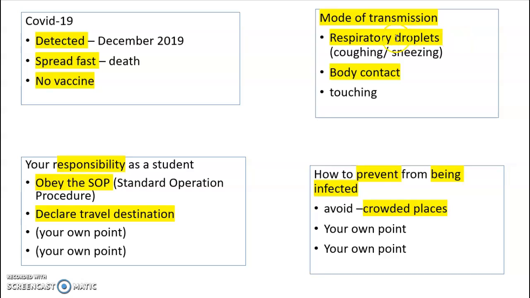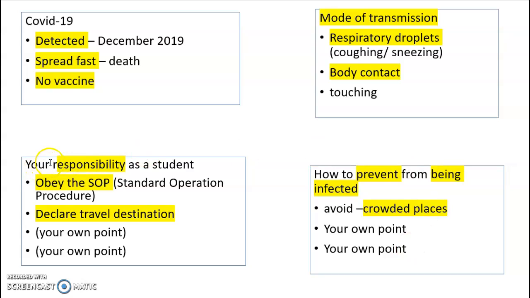And then you go to mode of transmission, cara penyebaran virus ini. So you have respiratory droplets, ada titisan-titisan semasa kamu bernafas itu, respiratory. And then body contact, sentuhan badan. And then touching, kamu menyentuh sesuatu benda ataupun satu permukaan. And then how to prevent from being infected, bagaimana kamu mengelakkan diri daripada dijangkiti virus. So you have avoid crowded places, elakkan tempat yang banyak orang. And then you need to give one point and then another point.